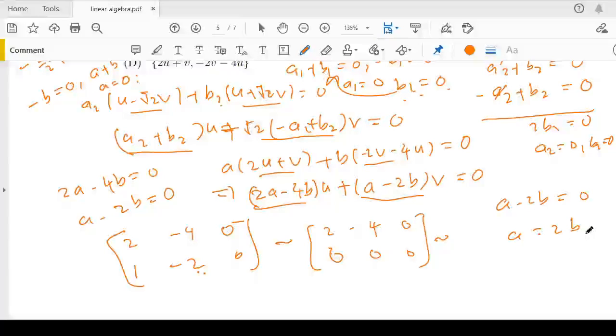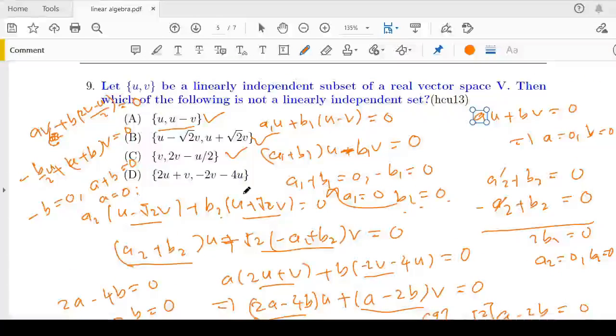Assume that b is equal to 1, which implies that a is equal to 2. Therefore the solution set is k times (2, 1) for some k; all are solutions for this. Therefore a equal to 2 and b equal to 1 is a non-zero solution for this equation. Therefore 2u plus v and minus 2v minus 4u is not linearly independent. Therefore answer D is the right answer.